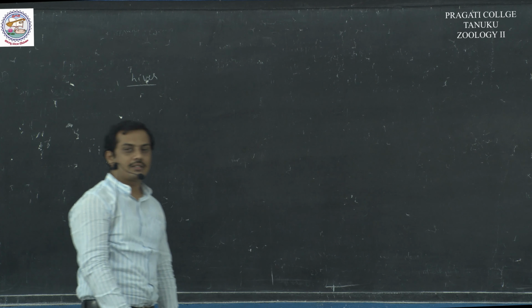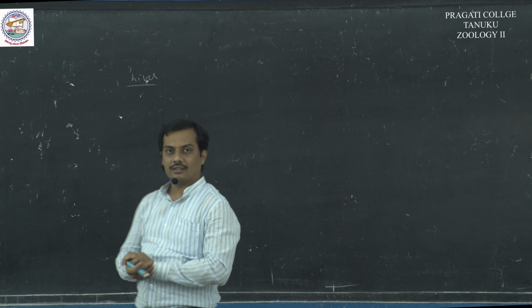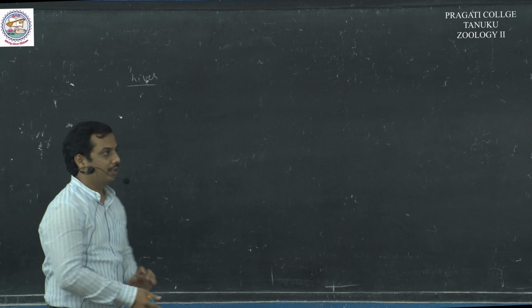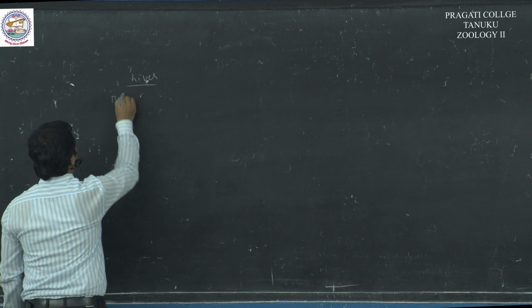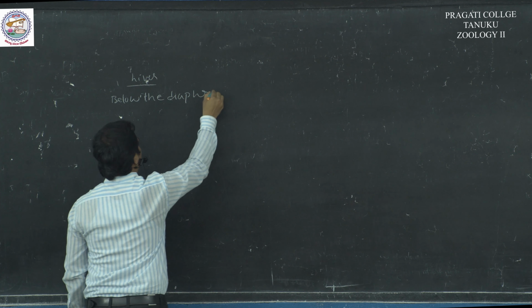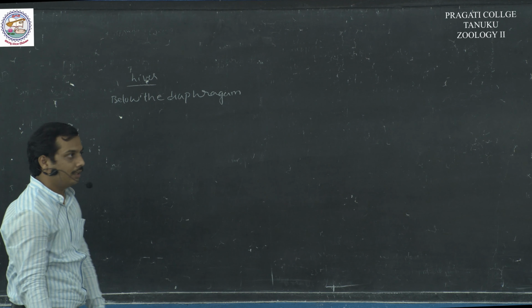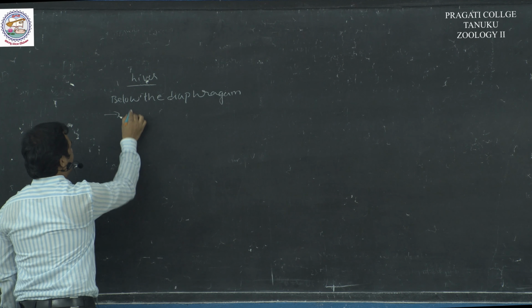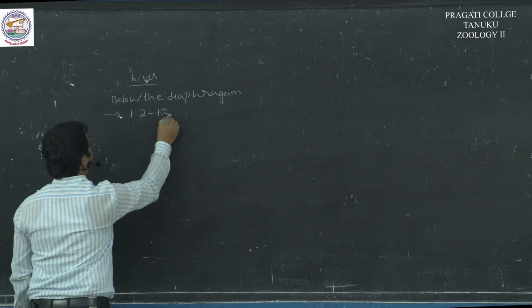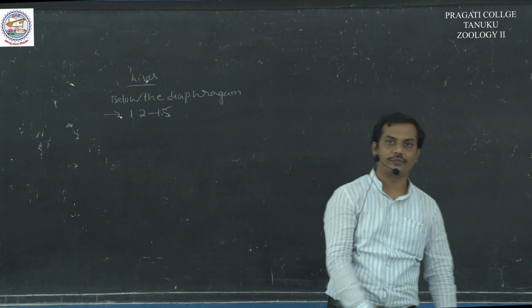Liver is the largest gland present in our body. It is present below the diaphragm on the right side. It weighs nearly 1.2 to 1.5 kg.